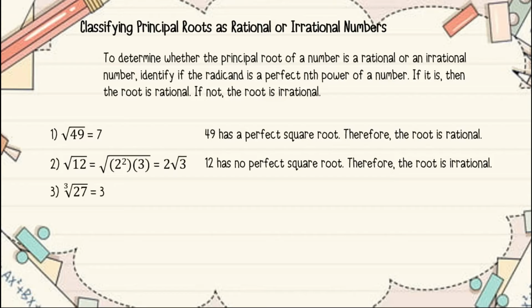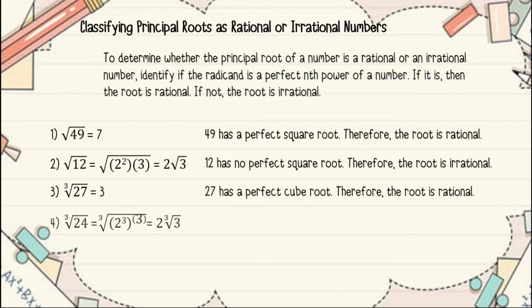Next, how about the cube root of 27? It is 3. 27 has a perfect cube root, which is 3. Therefore, the root is rational. Next, let's have the cube root of 24. The factors of 24 are 8 times 3, and 8 has the cube root of 2. So the cube root of 24 is 2 cube root of 3. So 24 has no perfect cube. Therefore, the root is irrational.